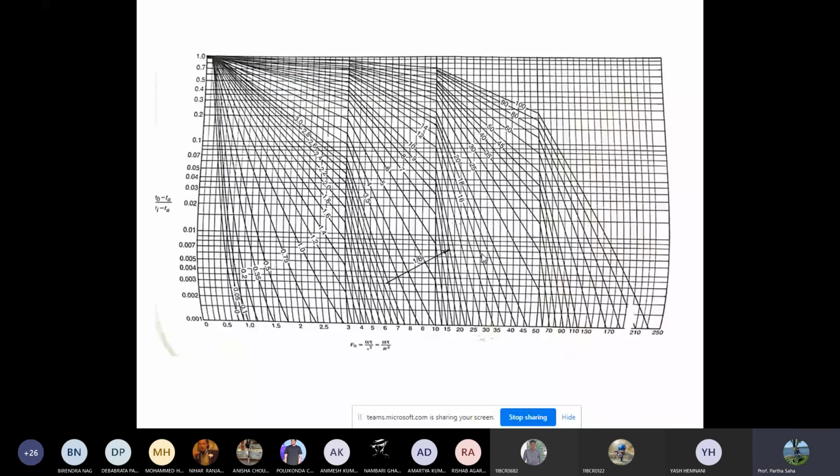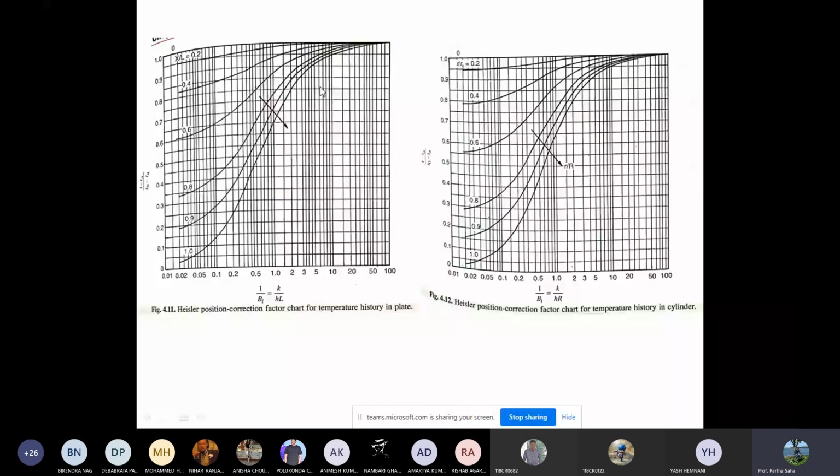Now this is another expression. Instead of the Fourier number, here the Biot number is given. So (T0 minus TA) over (Ti minus TA) is plotted with the Biot number, and then x by L is given. x by L is a dimensionless number. So if you know x by L, then again you can calculate the Biot number, and from the Biot number you can calculate the Fourier number, right? So this is a different expression. This is for the plate, this is for the cylinder, and this is for the sphere.